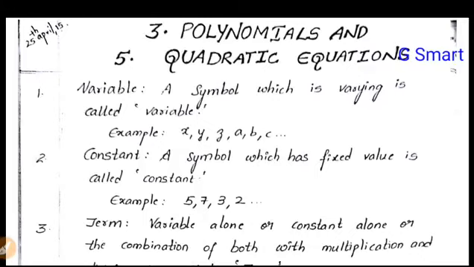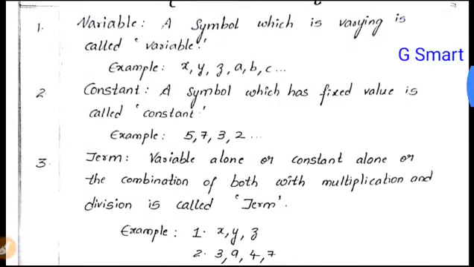Next, constant. A symbol which has a fixed value is called a constant, so it is not changing. If I say the symbol 5, that's 5 only. If your friend says the symbol 5, that's 5 only. If another friend also says it, he will also say 5 only. Anybody can say this 5, and everyone will say that it is 5 only. So a constant means a symbol which has a fixed value.